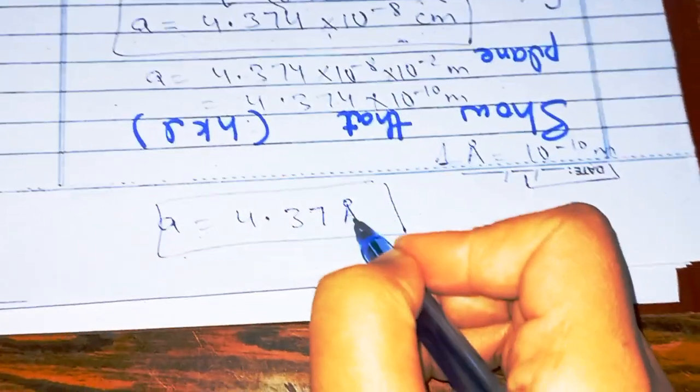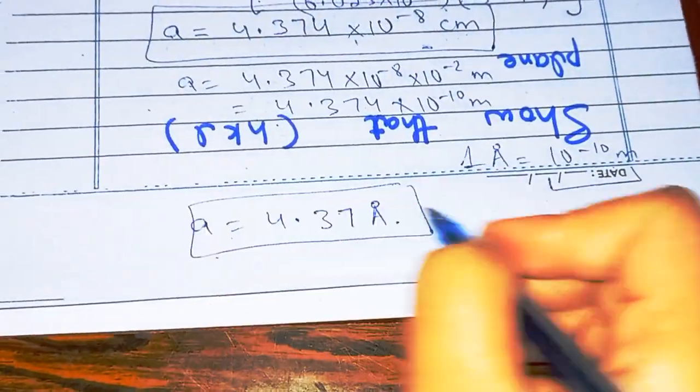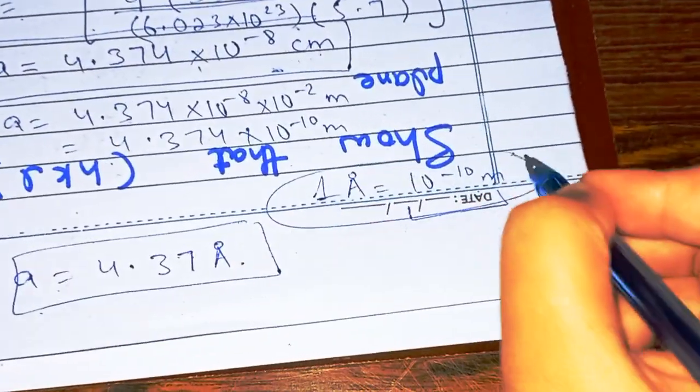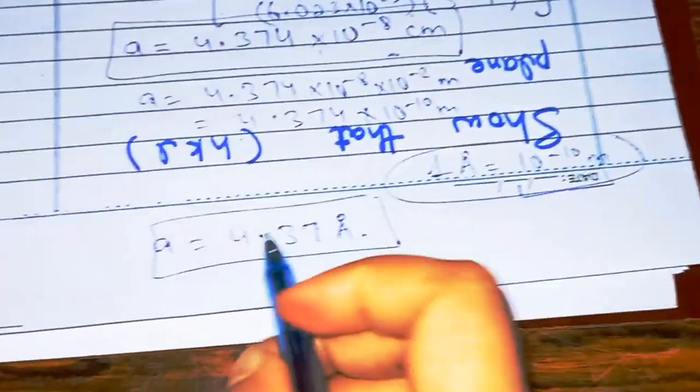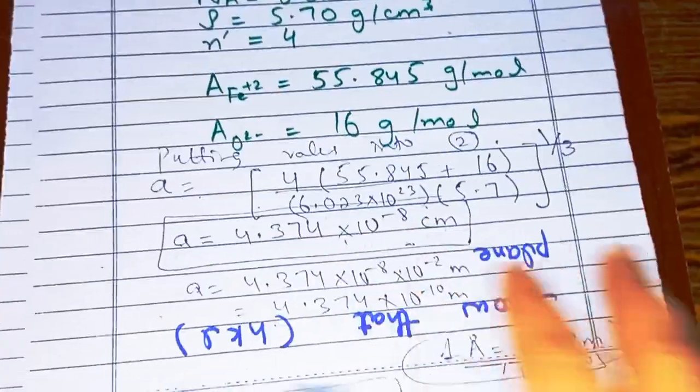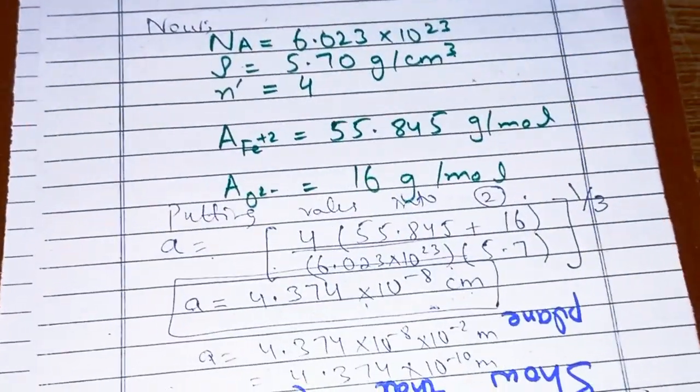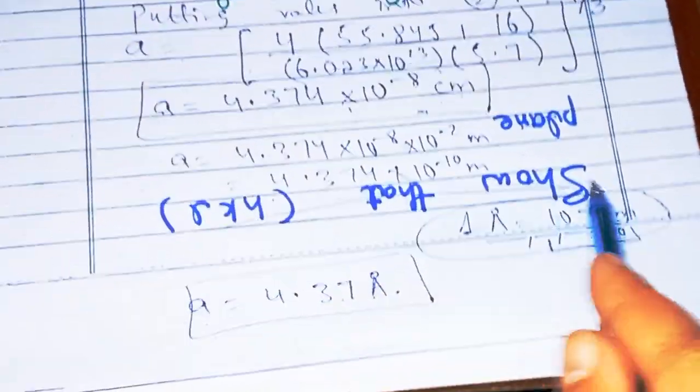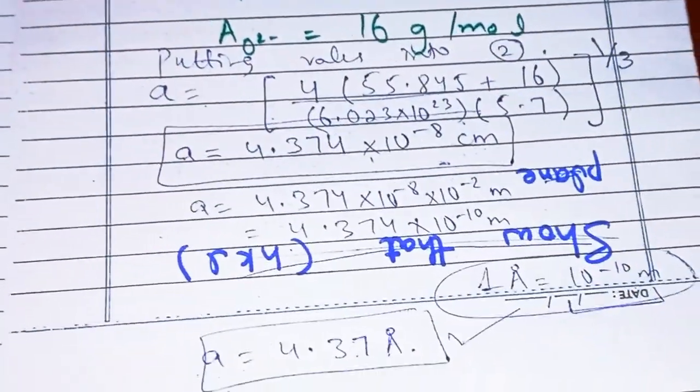You don't need to write meter with angstrom because angstrom is a prefix with the unit in it. Okay, and that is the unit cell edge length for the ferrous oxide rock salt crystal structure. This is the answer to part A. Let's see how we can do part B and how we can have a comparison.